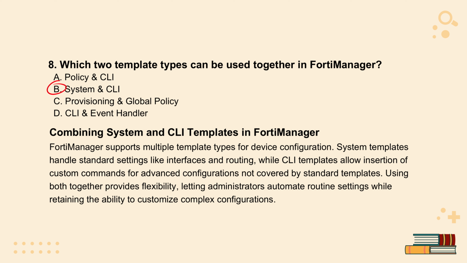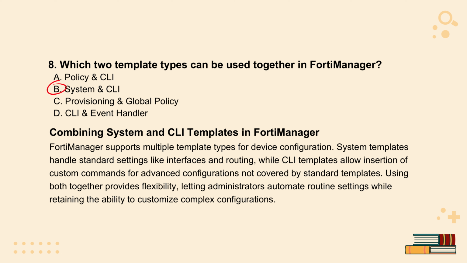Flexibility, really. System templates give you a structured way, often UI-driven in the manager, to set up common stuff. But sometimes you need to apply very specific commands. Things not in the standard options. Exactly. Maybe less common settings or advanced configs that just aren't exposed in the standard template interface. And a CLI template just lets you push raw command line commands. That's it. It's like the automation escape hatch. By combining them, you get the best of both worlds.